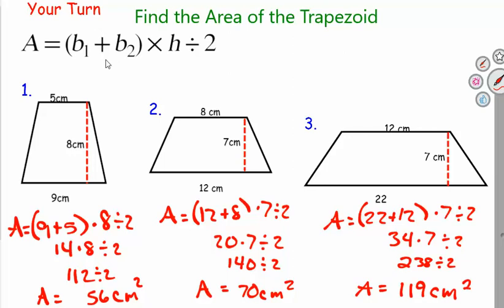This one is the one that just requires the most. It's not like it's hard, it just requires a little bit more work. The biggest thing is make sure that you are adding your bases. You don't multiply your bases, you add your bases, okay? Add your bases together, then multiply by the height, then divide by 2, okay?